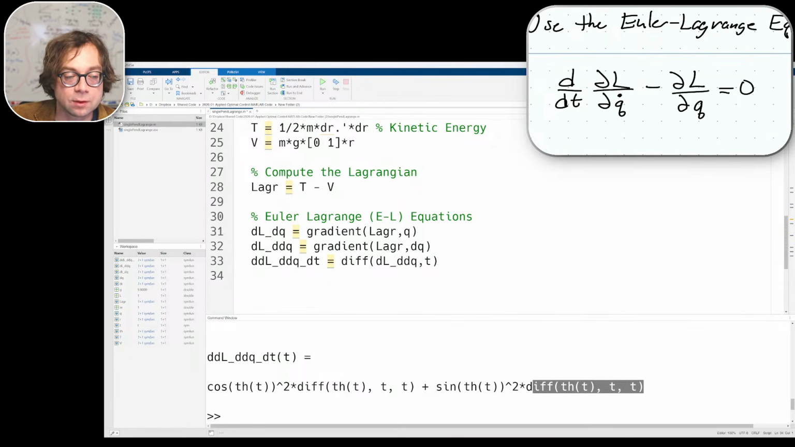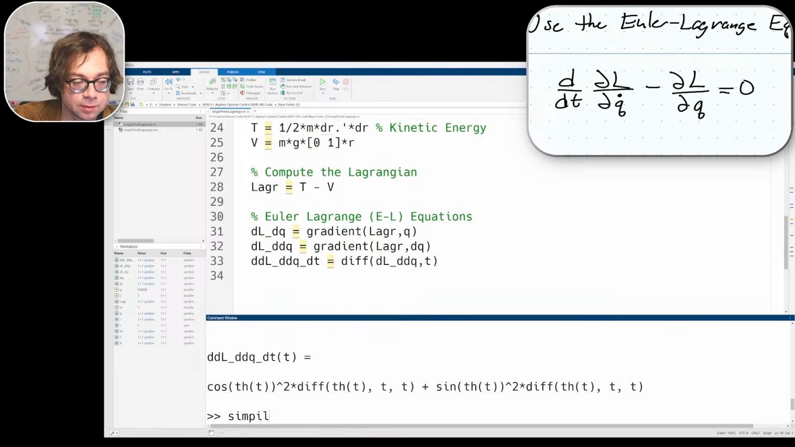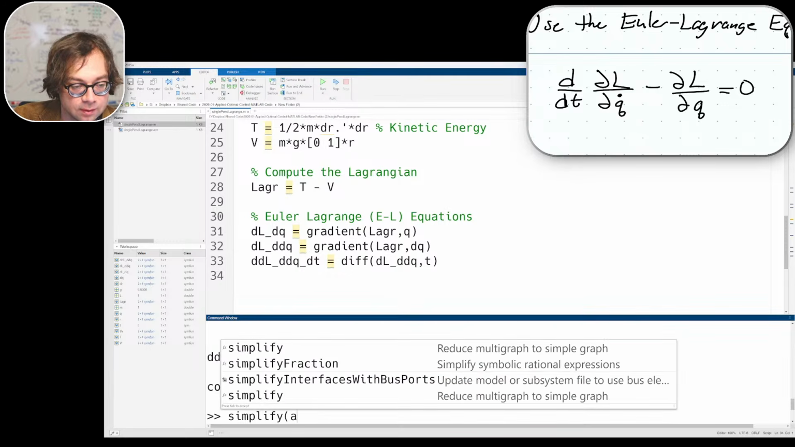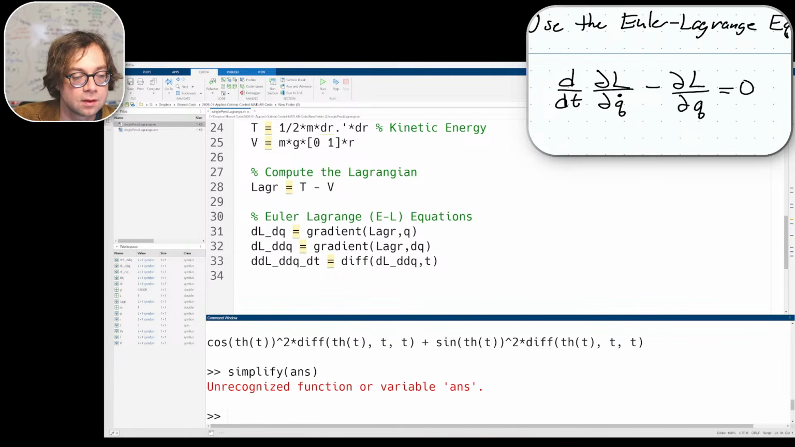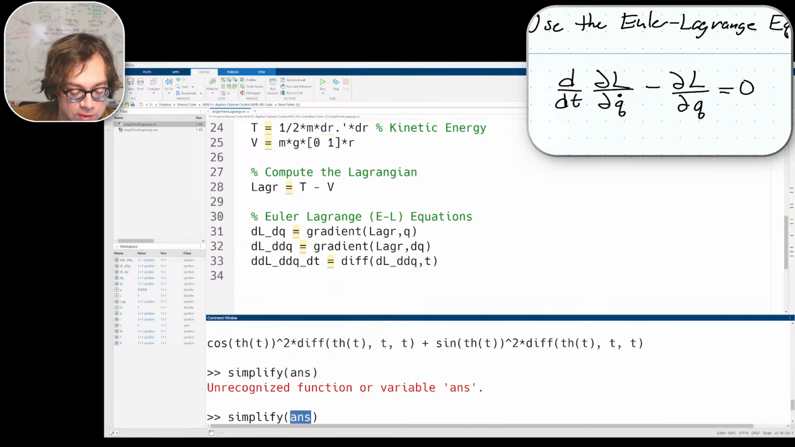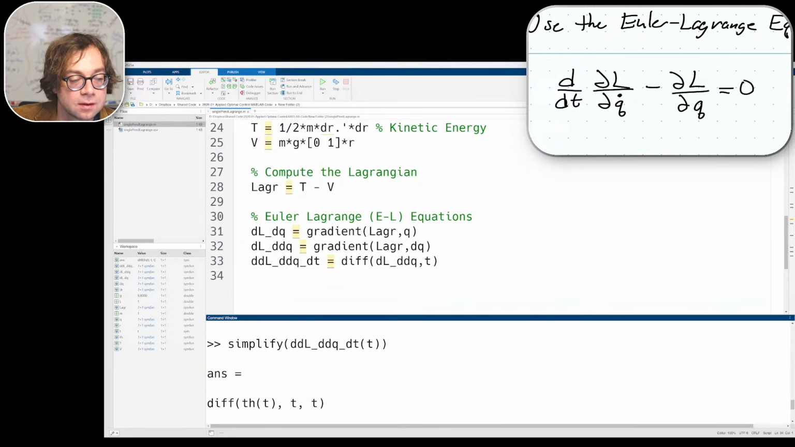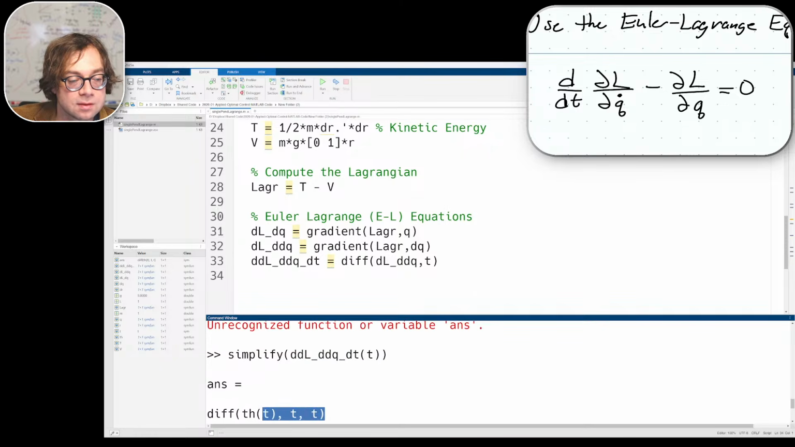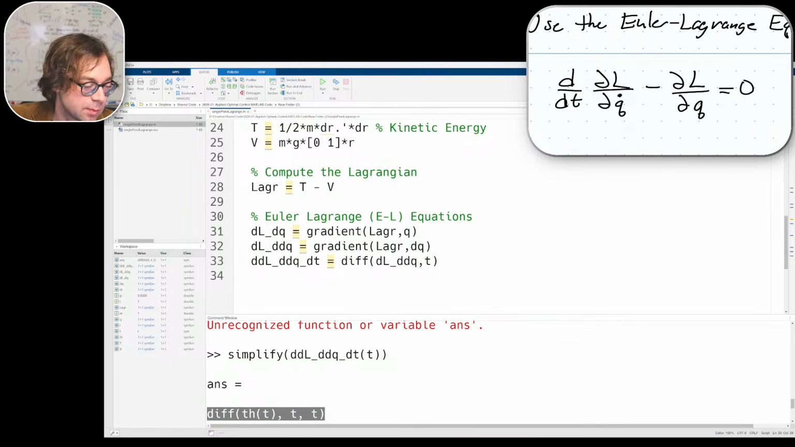If we hypothetically were to simplify this answer, watch this. Oh, it doesn't have the answer. Okay, sorry. DL, DDQ, and so on. If I were to simplify that hypothetically, theta double dot. So you can simplify it later if you need to, using the simplify command. But anyway, we have DL, DDQ, DLQ, right?